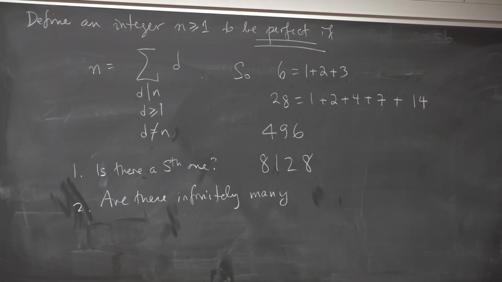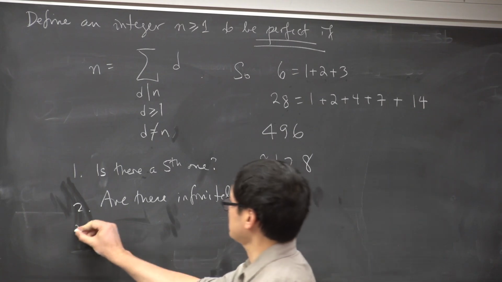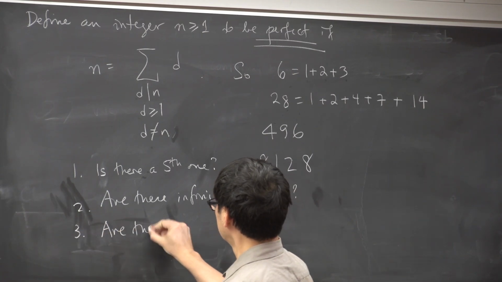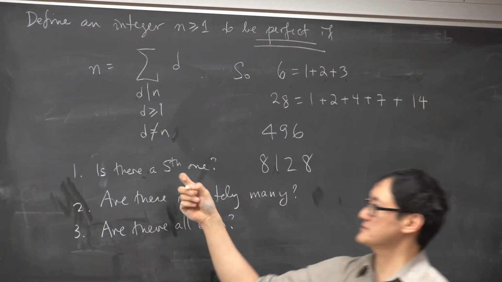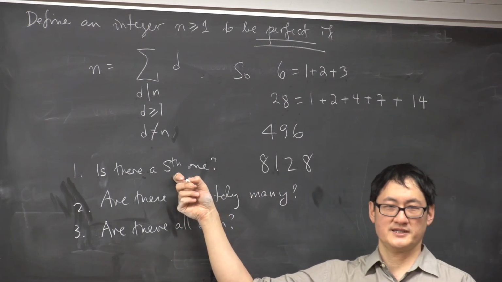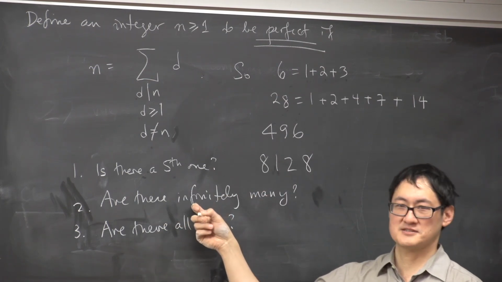What other questions can you ask? Look at these numbers. Are they all even? Good. Okay, are they all even? Now, if you asked this question, is there a fifth one? I would check it off. If you asked this one, I would check it off.